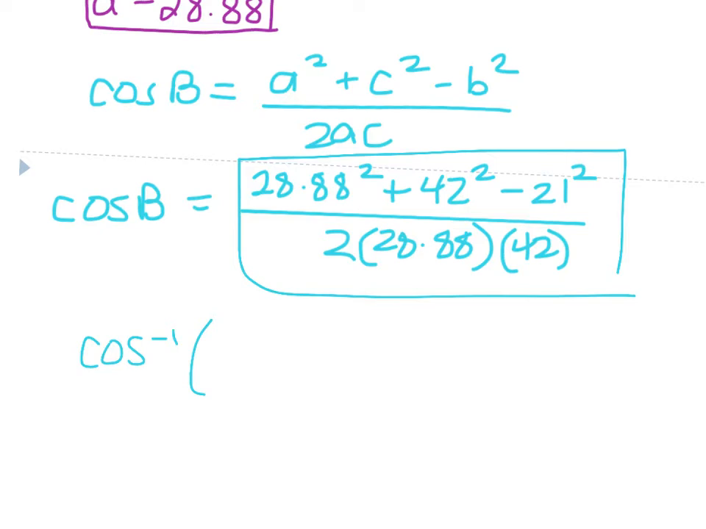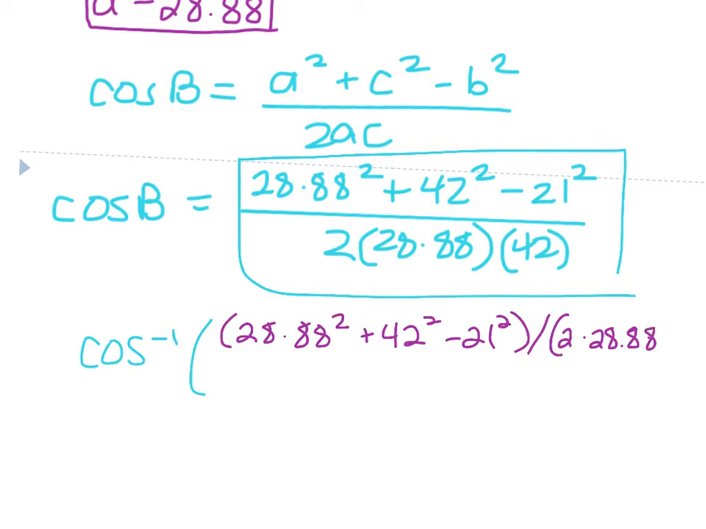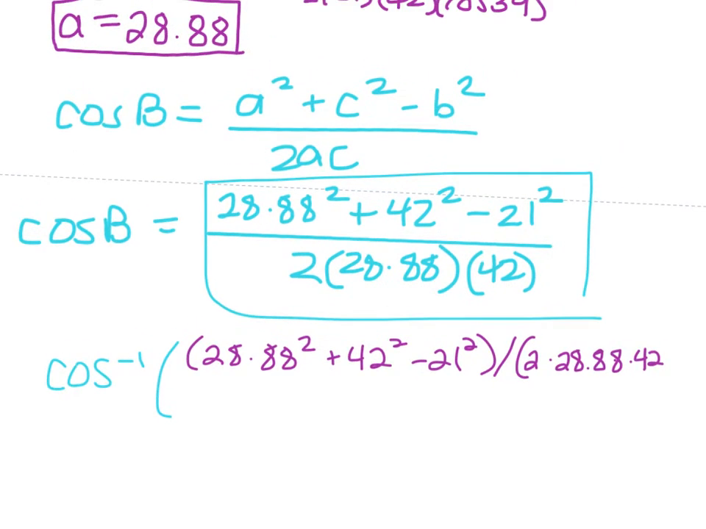So when you type this in the calculator, you can do it all in one space. You do cosine -1, you open the parentheses for your numerator. You're going to do 28.88 squared plus 42 squared minus 21 squared. You close those parentheses. Then divided by, you open another set of parentheses, 2 times 28.88 times 42. You close those parentheses. You can do that all in one step, you just have to be really careful. It'll probably give you an error, because it's going to try to do the cosine -1 of something bigger than 1. So this tells me angle B is 27.23 degrees.